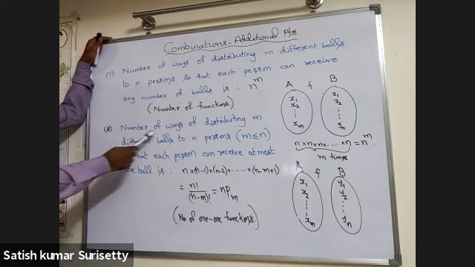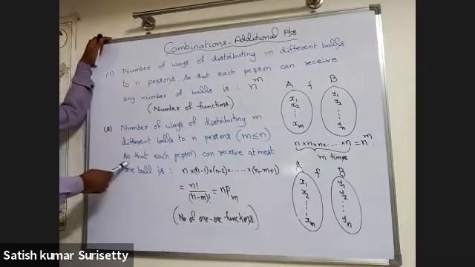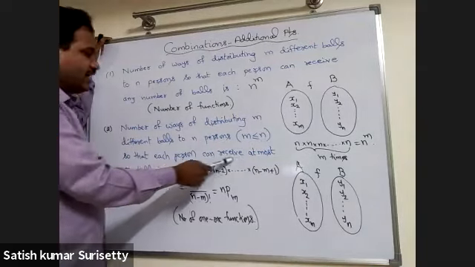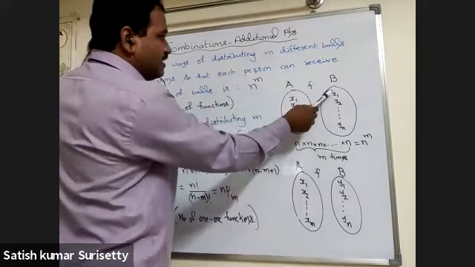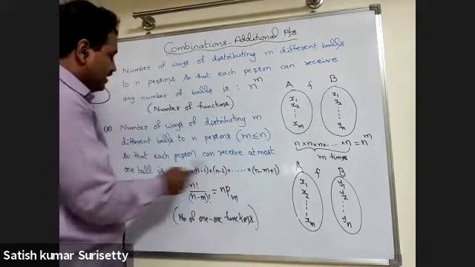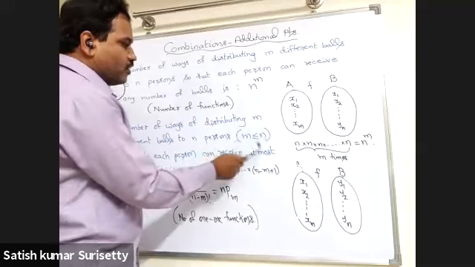Next, the number of ways of distributing m different balls to n persons, where m is less than or equal to n, so that each person can receive at most one ball. In the previous case, each person can receive any number of balls, whereas here each person can receive at most one ball. That means either no ball or only one ball.